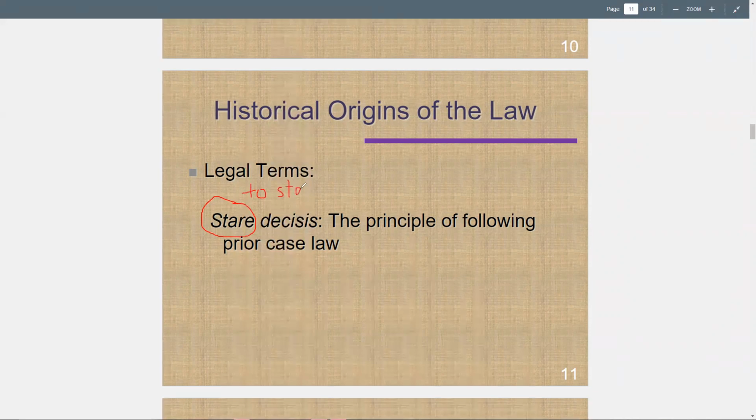And decisis, as you can probably see in the word, means decision. So when we say stare decisis, what we're saying is that the judge has to stand on the decision that somebody else has made. And so that might be a little bit of a helpful way to think about this. It has nothing to do with staring. It's just a similarity between the Latin word and the English word. But think about stand, and you can see that there is a connection between the word stand and stare. So let's go back. Here we go.